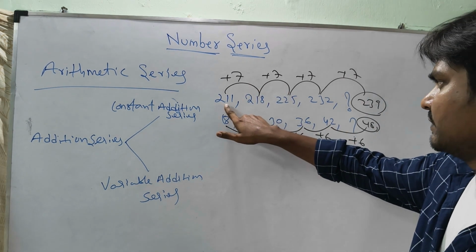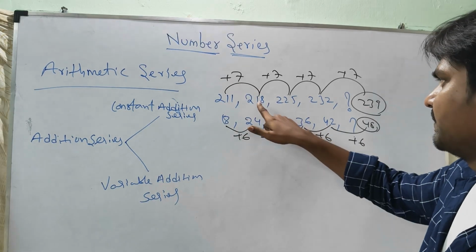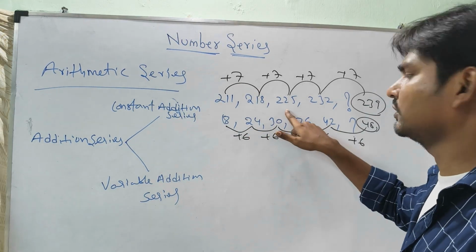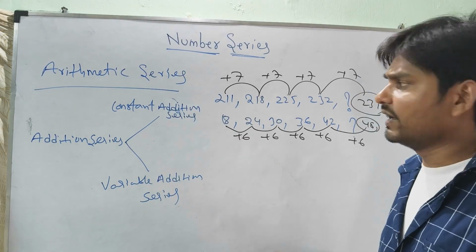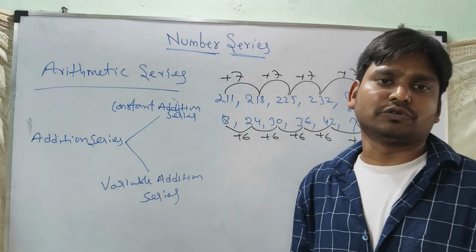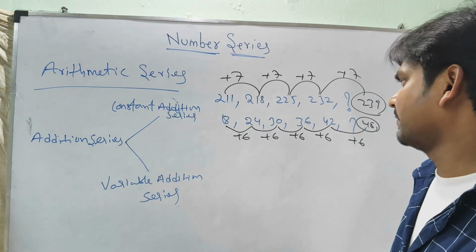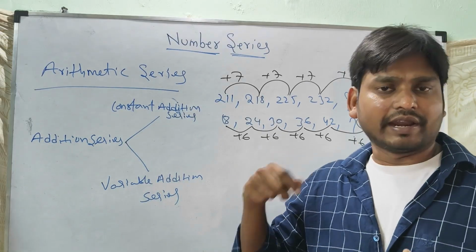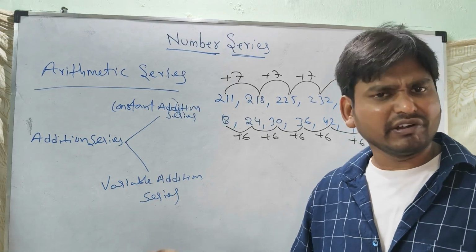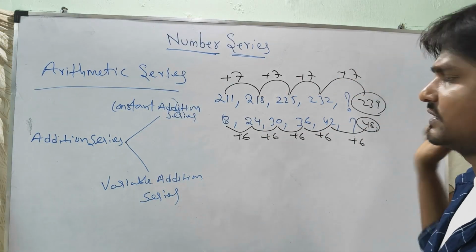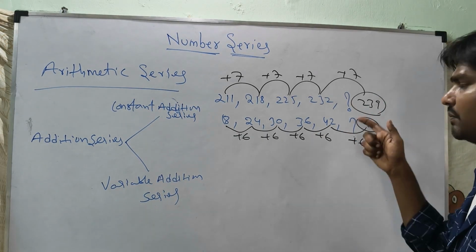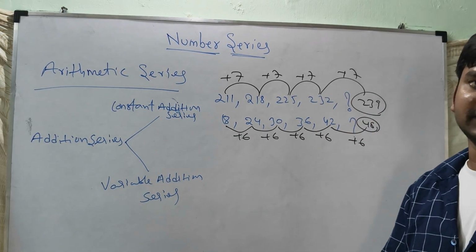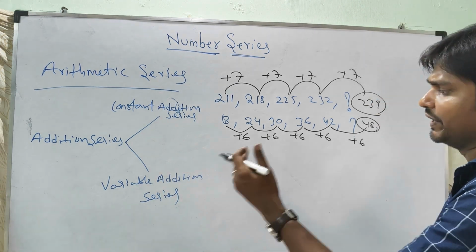Here see, the first term to the second term adding by 7, the second term to the third term adding by 7, the third term to the fourth term adding by 7. Let's assume the constant is x, where x is equal to 7, where x is equal to 6, where x is equal to 214, whatever it may be. So every time you add the same number. Then you will easily get the next term or the missing term of that series. Right? Now variable means what?